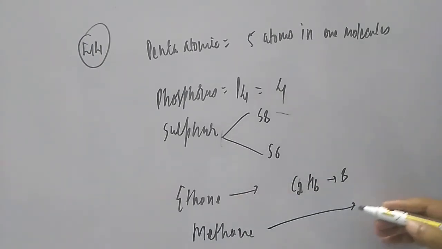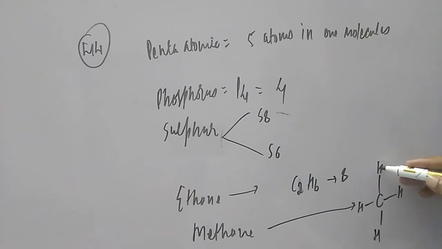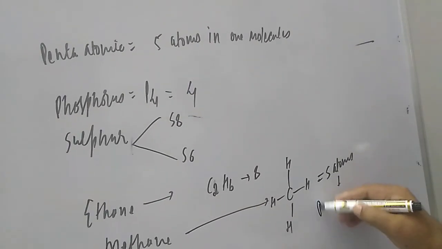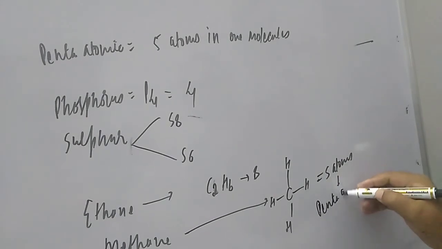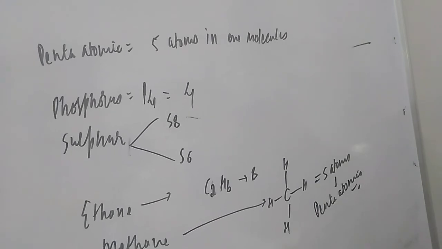And when you are talking about methane, check the methane formula, CH4. Here, how many hydrogens are there? So the total atoms you see: 1, 2, 3, 4, 5. So that is 5 atoms, which means pentaatomic. So the correct option for pentaatomic is option number 4, methane.